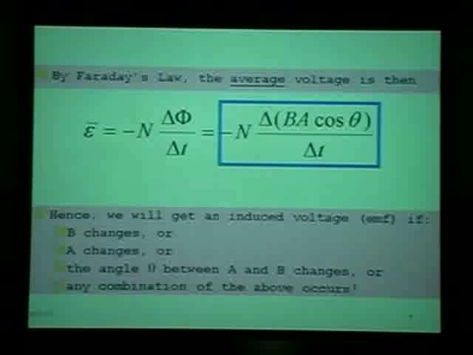Great. What this means is if I have a loop in the vicinity of a magnetic field, if I change the magnetic field, I'm going to get a voltage and a current. If I change the area of the loop, I'm going to get a voltage and a current. If I change the orientation of the loop, I'm going to get a voltage and a current. The basic principle of power generation. The basic principle of generating electricity for all of us to use. All I need to do is change the flux somehow, I get a current. That's it. I can do one of those three things or a combination of those three things.